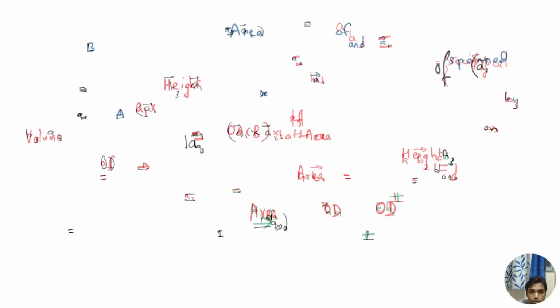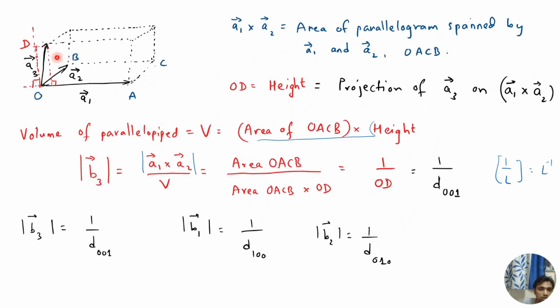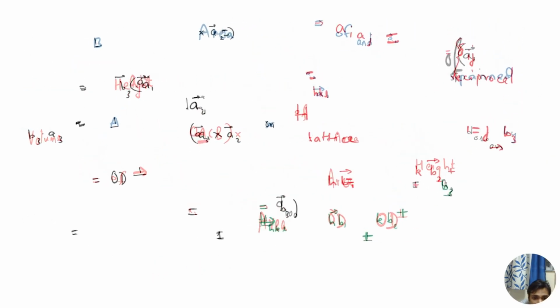So just to give you a recap, what is this OD? This is the projection of A3 on A2 cross A1. I hope that part is clear.